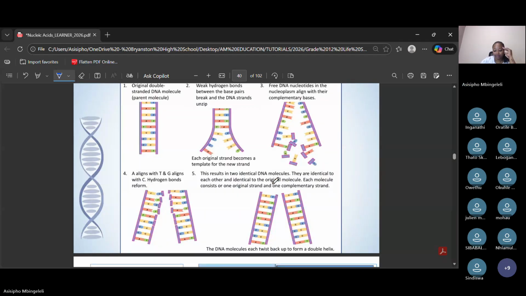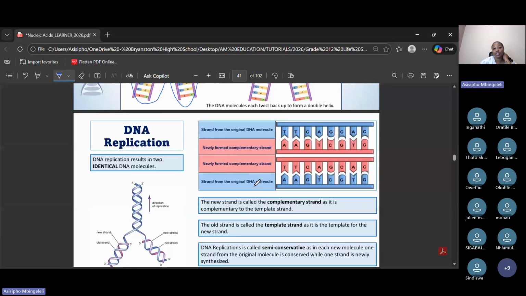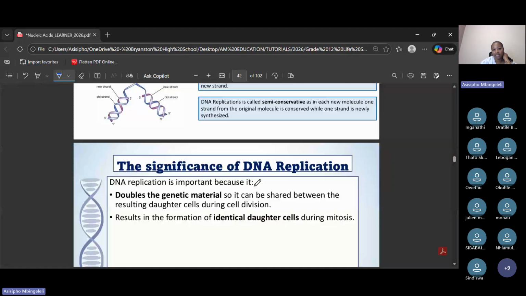6 and 9. This is after the molecule unwinds, and then the bonds break, the molecule unzips, free DNA nucleotides attach themselves to the exposed bases of the template strands. At the end, you end up having 2 DNA molecules. The original strands are on the outside, original coding template strands, and the strands in the middle are the complementary strands. These are the strands that we formed using the complementary bases.